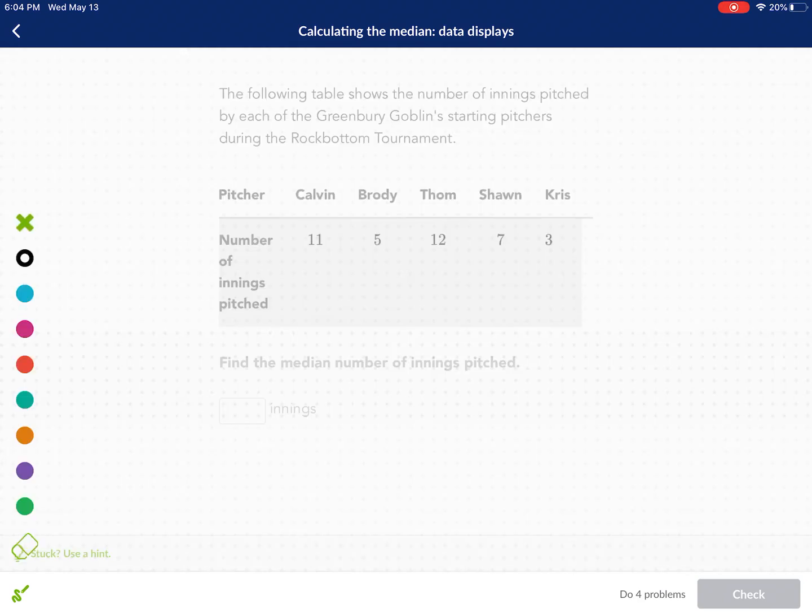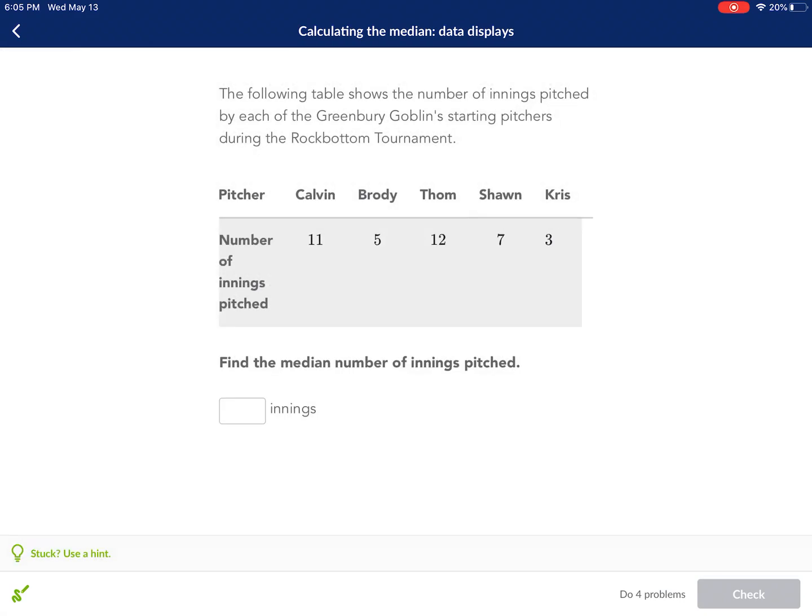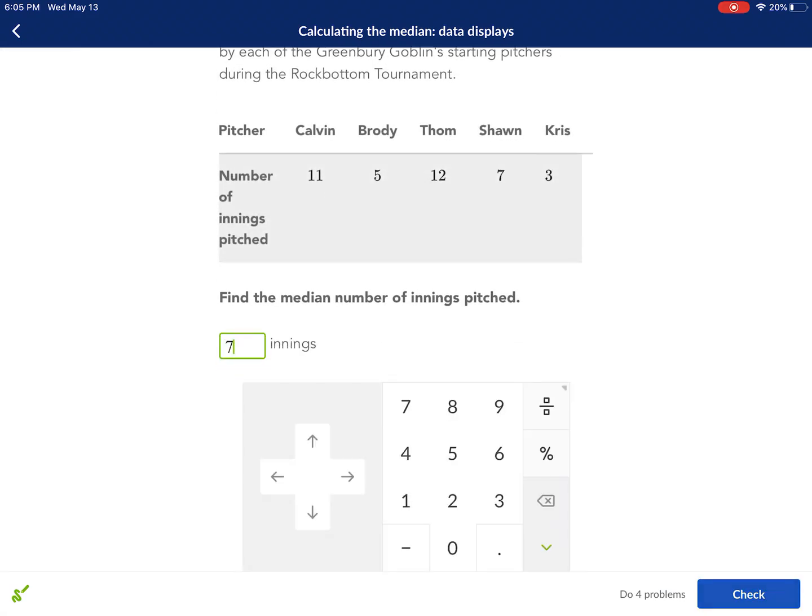Find the median. All right, so what you need to do is take these numbers right here and put them in order. So the lowest number we have is Chris 3. Then Brody 5. Sean 7. Calvin 11, and Tom 12. And we need to go through and find the middle value. This is really easy when we have an odd number of pieces of data. So we have 5 pieces of data here. We work our way into the middle, and we have 1 middle number. If you have 2 middle numbers, we have to find the halfway point between those 2. But we have a middle number here of 7. So 7 innings was the median.